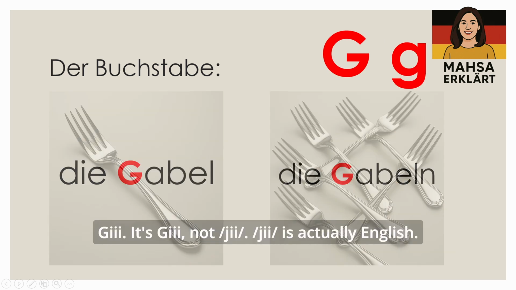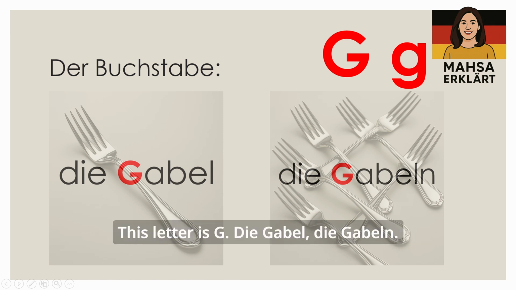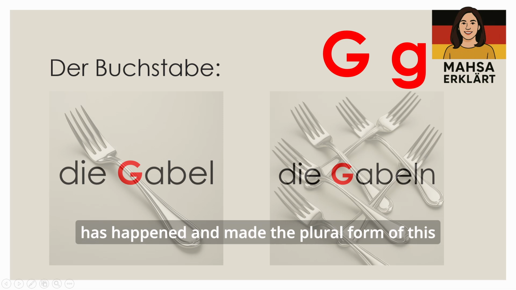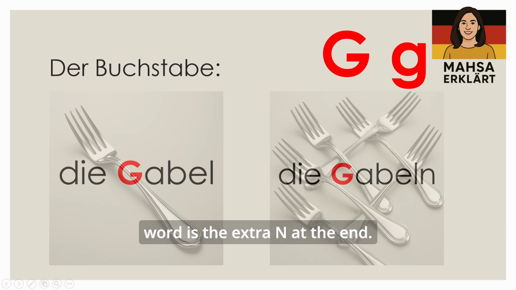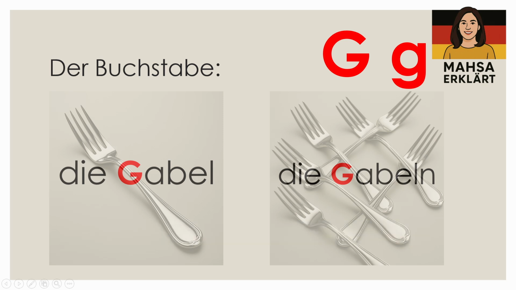G. It's G, not G. G is actually English. This letter is G. Die Gabel. Die Gabeln. You can see here the only change that has happened and made the plural form of this word is the extra N at the end. So step by step you can realize how different words can get and form their plural forms.